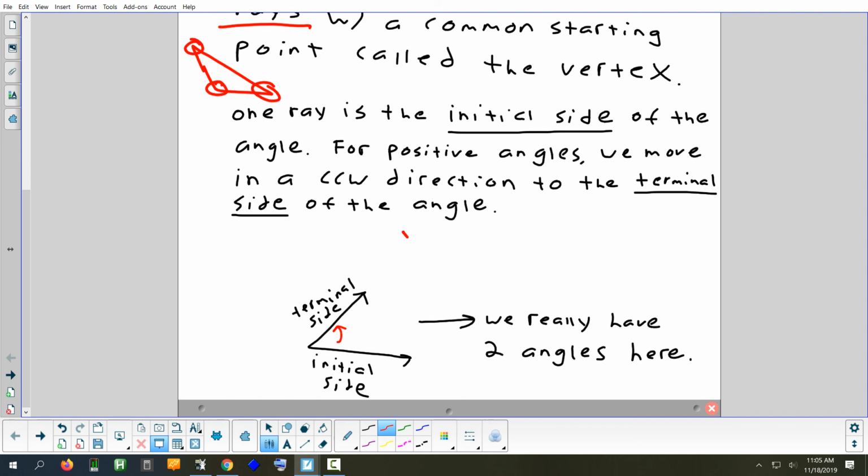So like if I drew an angle like this, I go in between the two rays, and I go counterclockwise from one ray to the next. In between, counterclockwise from one to the next. This is the terminal. This is the initial.